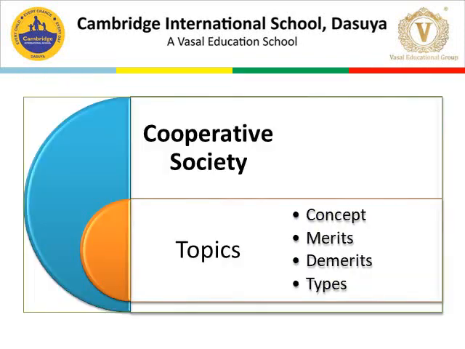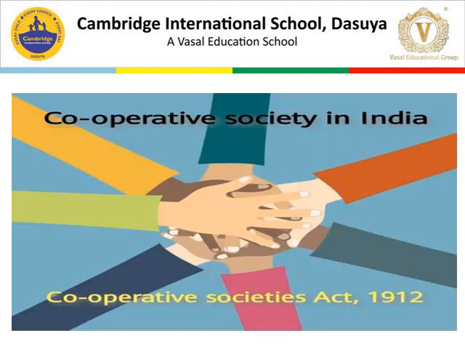Today, we are going to start the next topic, that is cooperative society. Under cooperative society, we will cover the meaning, concept, definition, merits, demerits, and the types of cooperative societies. So let's begin with today's topic. The cooperative societies which are established in India are governed under the Cooperative Society Act 1912.